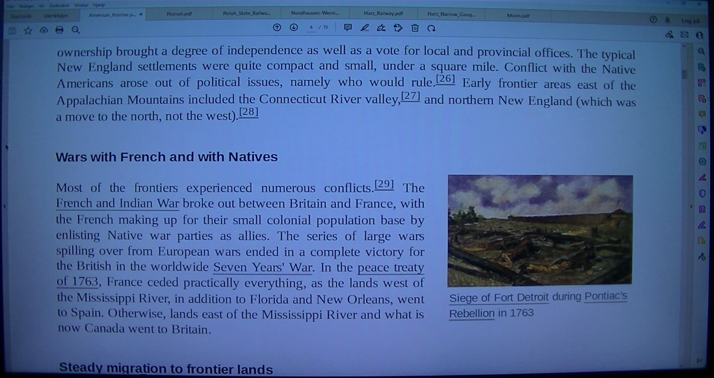ownership brought a degree of independence as well as a vote for local and provincial offices. The typical New England settlements were quite compact and small, under a square mile. Conflict with the Native Americans arose out of political issues, namely who would rule. Early frontier areas east of the Appalachian Mountains included the Connecticut River Valley and northern New England, which meant a move to the north, not the west.